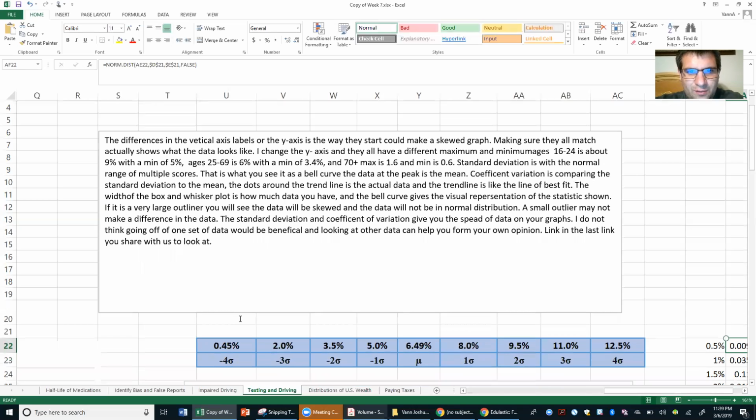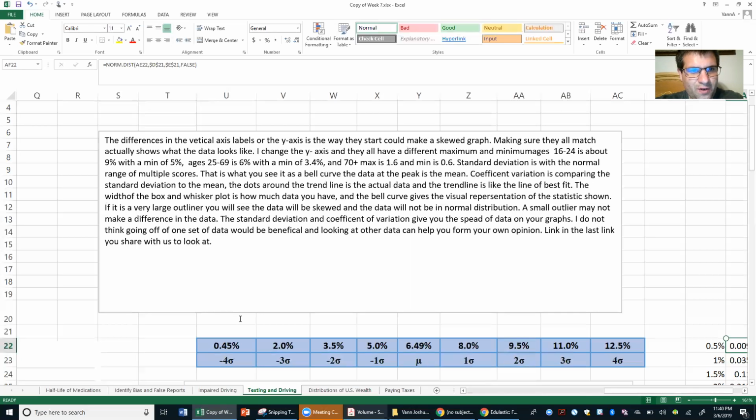The dots around the trend line are actual data, and the trend line is like the line of best fit. The width of the box and whisker plot is how much data you have, and the bell curve gives a visual representation of the statistics shown.